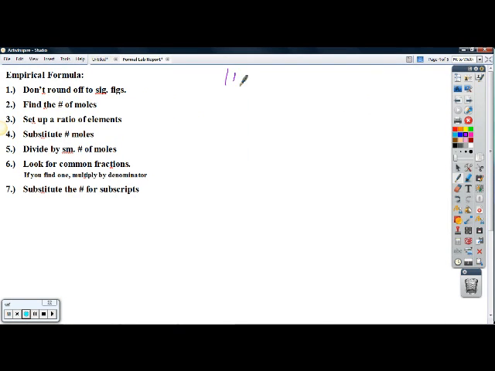Analysis of a 10.150 gram sample of substance is found to contain only phosphorus and oxygen. And it indicates that the phosphorus content is 4.433 grams. What is the empirical formula of the compound?